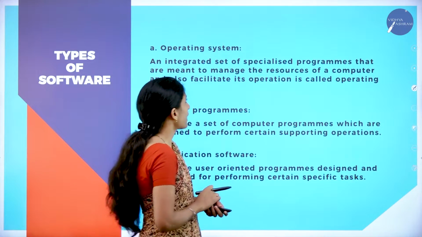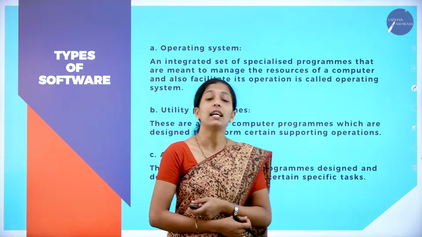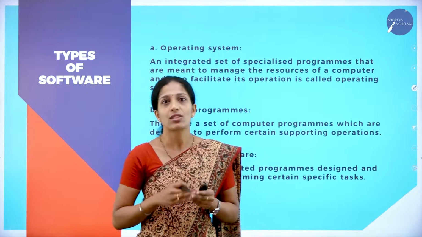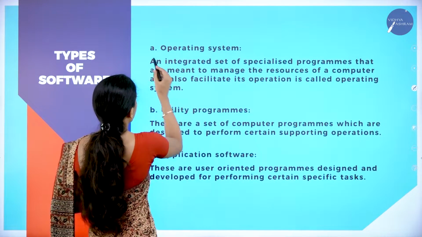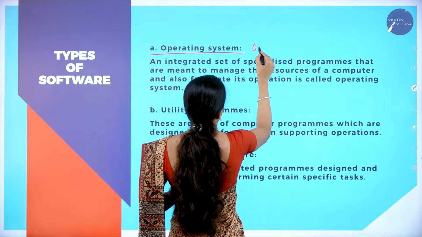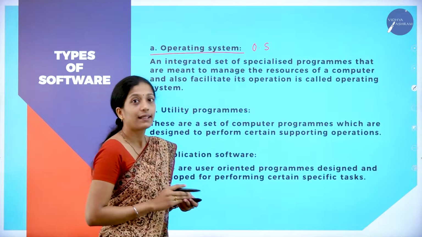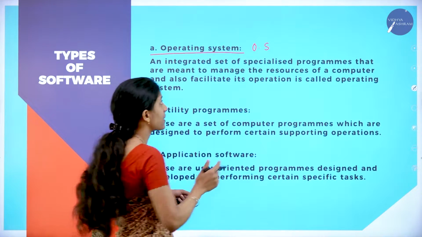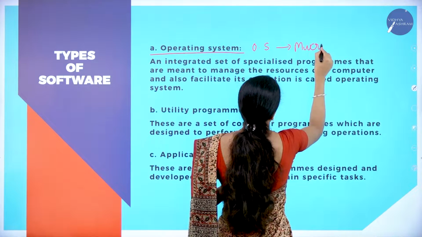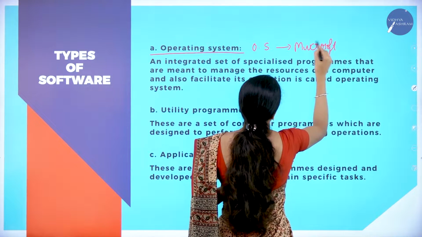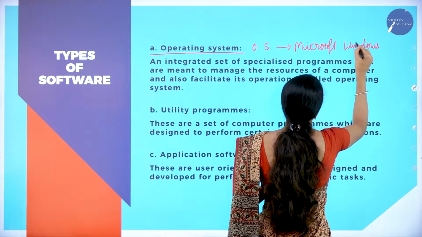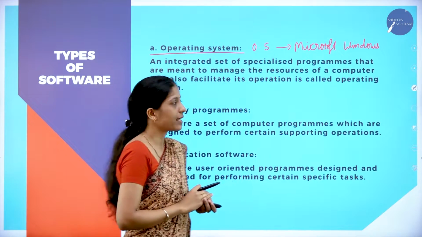Now coming to the next concept, let us see what the types of software are. So we shall see the various types of software. Now coming to the first one, operating system, which we'll call OS. The best example for operating system is Microsoft Windows.